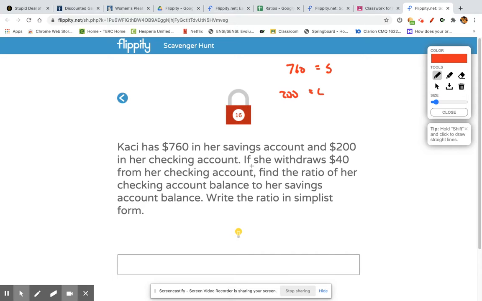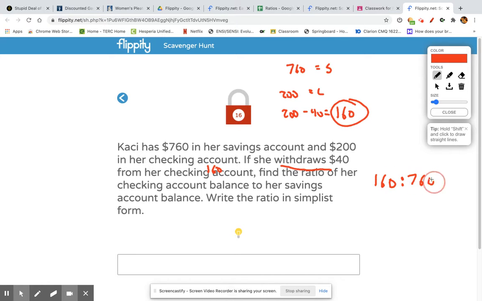All right. So the question says, if she withdraws $40 from her checking account, okay, so withdraws means she's going to take it out. So 200 minus 40, right, equals 160. So she no longer has $200 in her checking account. She now has $160, okay? So if she withdraws $40 from her checking account, she now has 160.